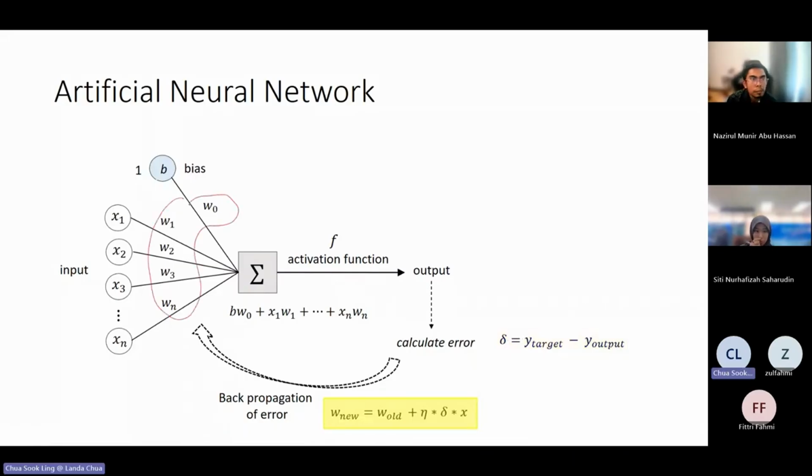How to update? Use the old weights plus, now this eta here is what we call the learning rate. This is the learning rate of the neural network. It controls how fast the neural network learns. And then this sigma here is the error, and x here is the input value. So we're going to use this whole flow to help us go through how the neural network works here.